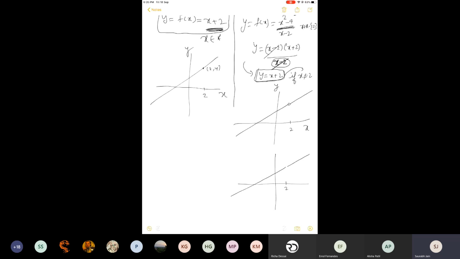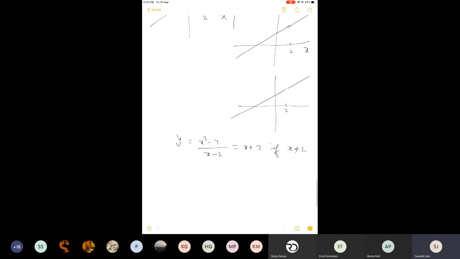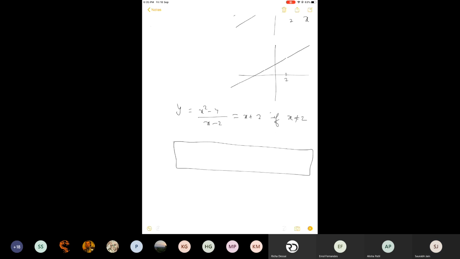So y equals this, equals x plus 2 if x not equal to 2. Let us do one thing. Let us make a table and let us try to write some values of x and try to find y corresponding to it. Let us start with the value 2. Will you get any answer? Will you get 4? No. What will you get? 0 by 0. What is this? Indeterminate. All right.